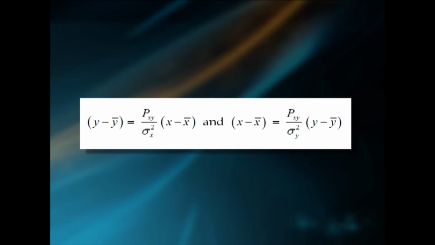Solution. The regression lines are y minus y bar equal to rho x y by sigma square x into x minus x bar, and x minus x bar equal to rho x y by sigma square y into y minus y bar.